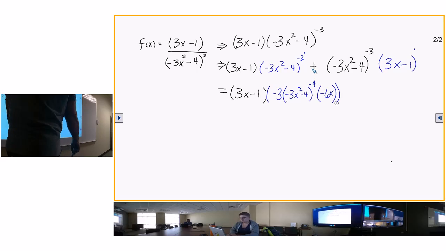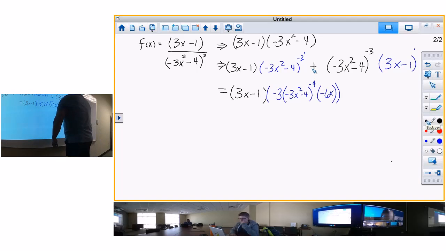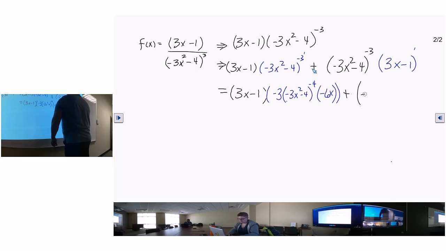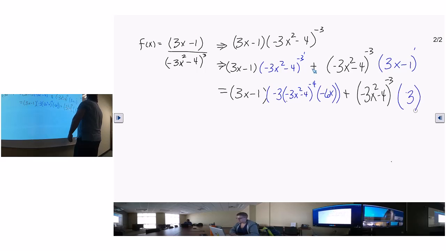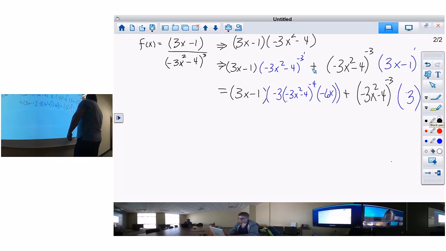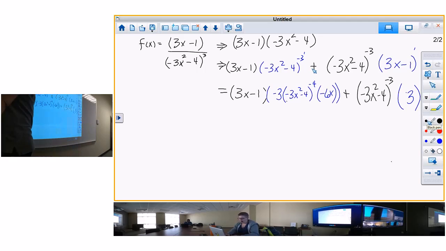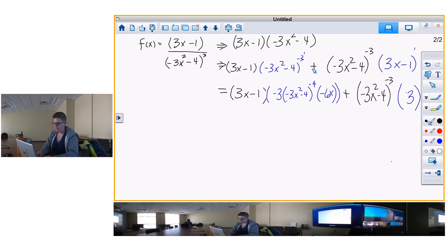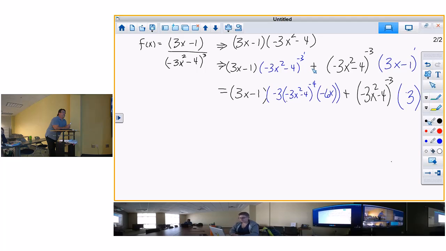Yeah. Okay, plus parentheses, -3x squared minus 4 to the negative 3rd times 3. Okay, guess what? All your calculus is done. Now finish it. People wonder why they fail calculus. It's only 10% of the problem.